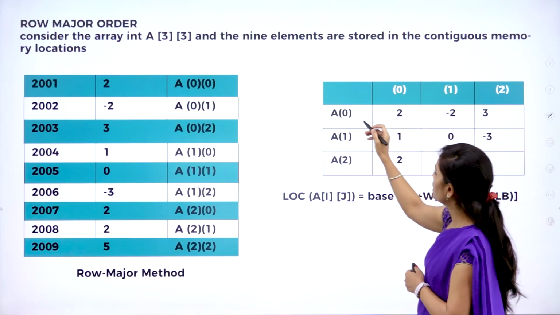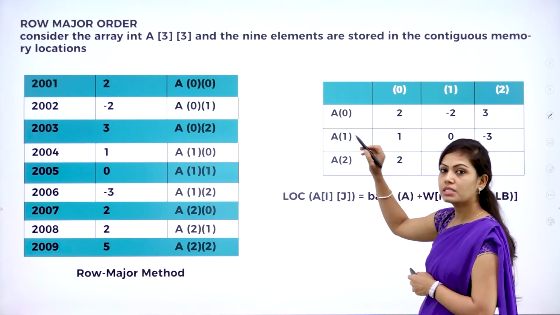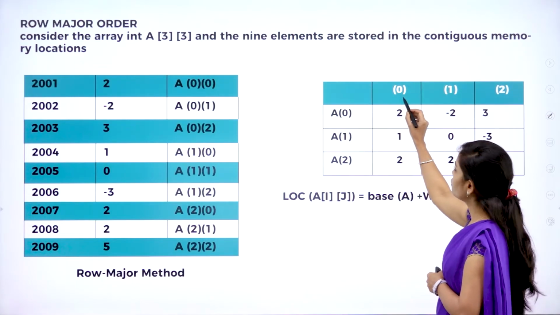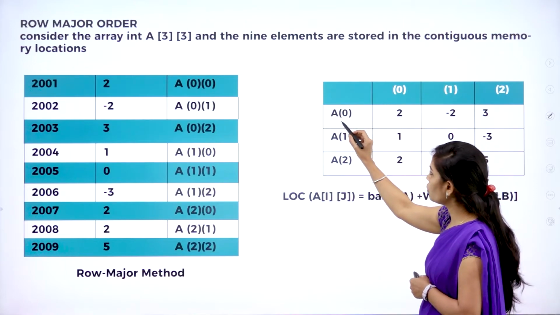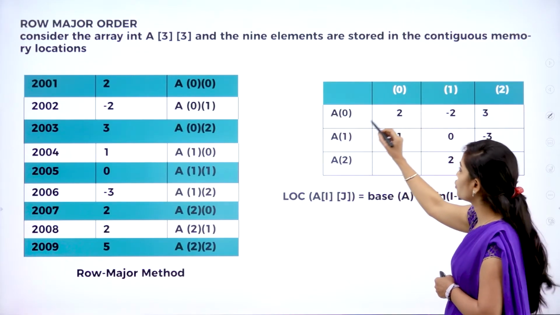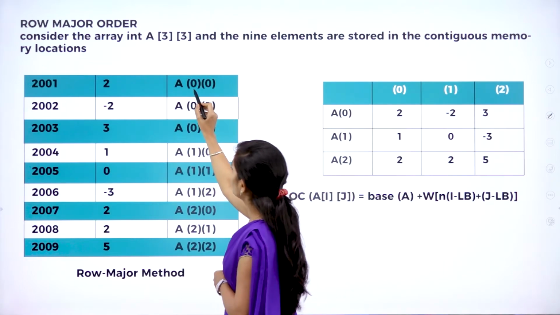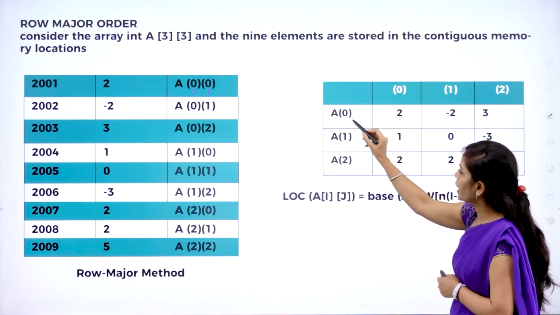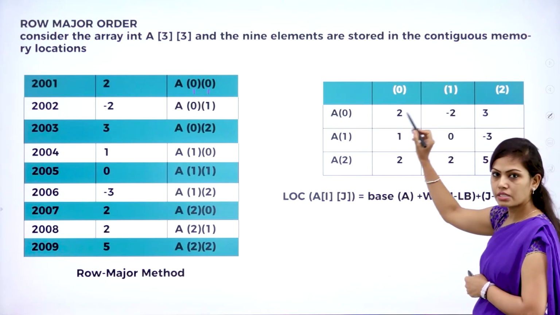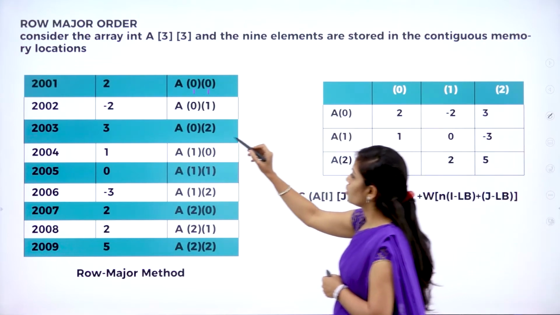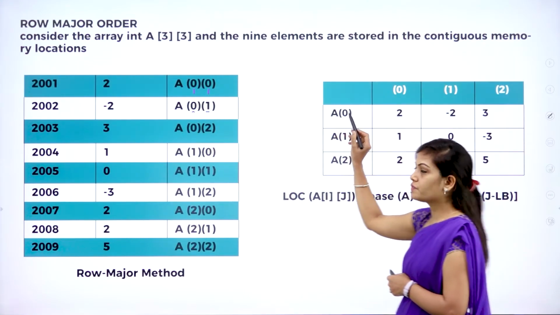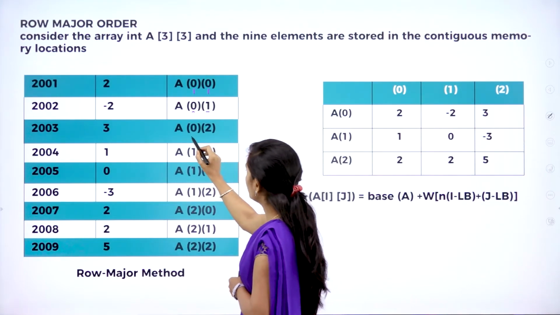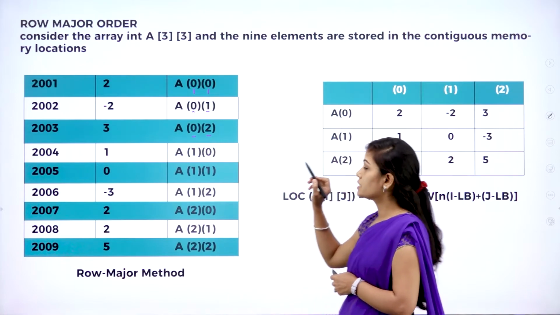First, I will assume A of 0. A is the name of the array. A of 0th row and 0th column, that is A of 0 comma 0. So, A of 0th row and this is the column. A of 0, 0 and A of 0, 1, that is row and column. A of 0, 1 and A of 0, 2. A of 0 is the row and the column is 2, the second column.